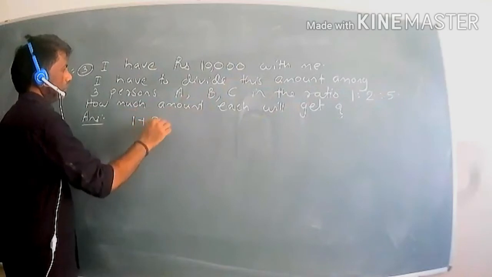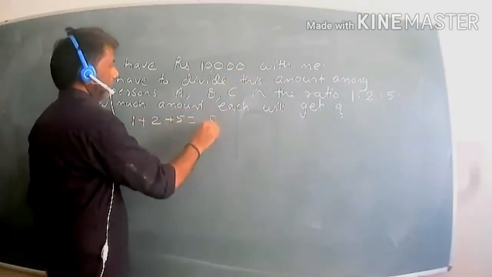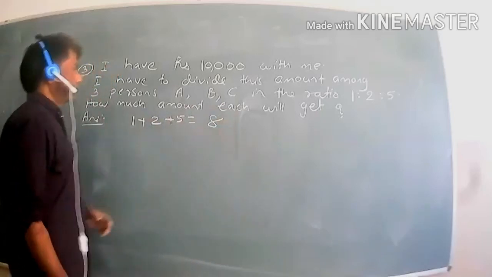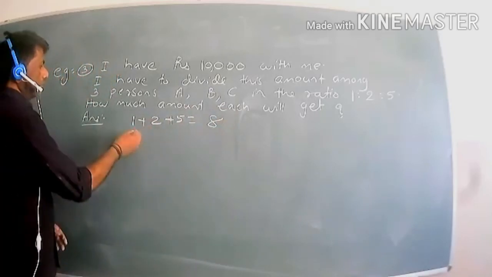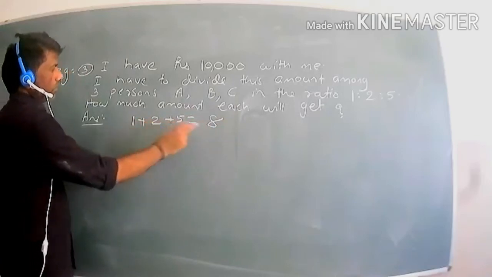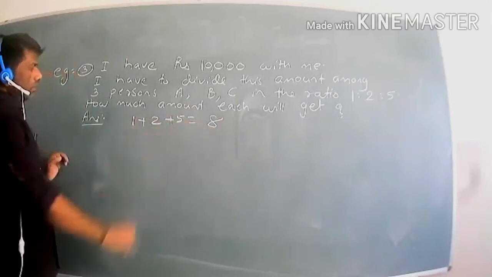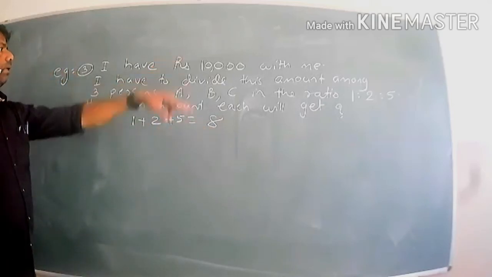1 plus 2 plus 5. 5 plus 2 is 7, plus 1 is 8. The sum of the ratios is 1 plus 2 plus 5, which is 8. Then 1 out of 8 is 1 by 8, 2 out of 8 is 2 by 8, and 5 out of 8 is 5 by 8.